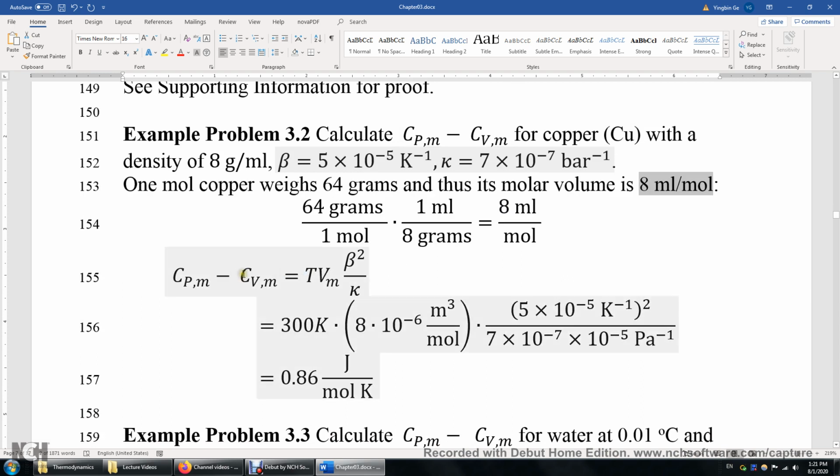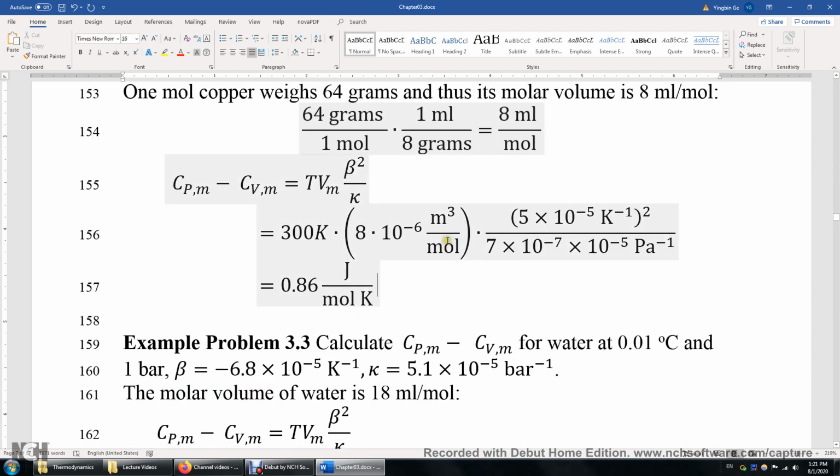So Cpm minus Cvm is simply T Vm times beta squared over kappa. We plug in all the numbers, we get 0.86 joule per mole K. That's the difference between Cpm and Cvm. And remember this, Cpm is always greater than Cvm.